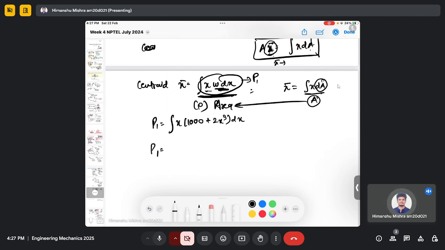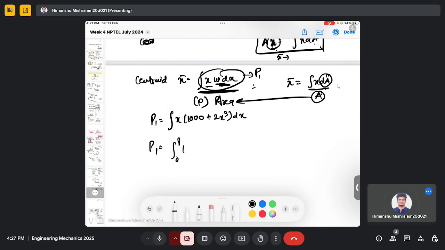So P1 will be the integral from 0 to 8 of 1000x plus 2x to the power 4 dx. Here you will have 1000 x squared by 2, and here you will have x to the power 5.